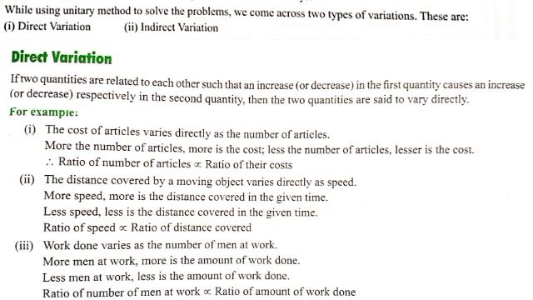Like work done varies as number of men at work. More men at work, more amount of work done. Fewer men at work, less amount of work done. So ratio of number of men at work is directly proportional to the ratio of amount of work done.